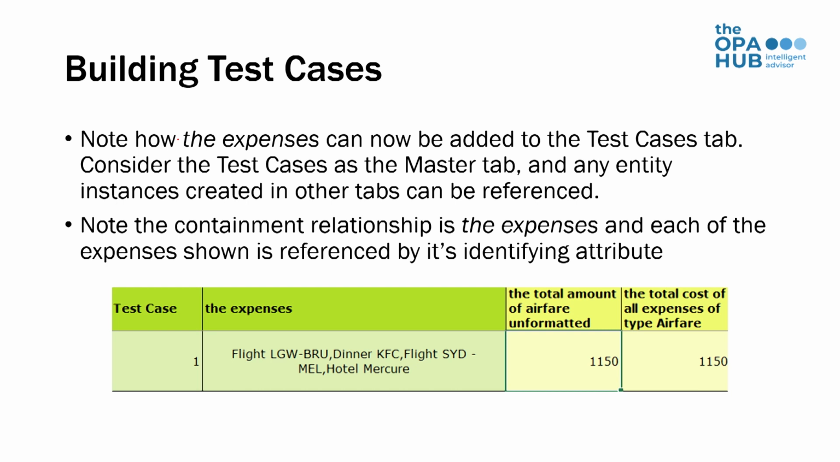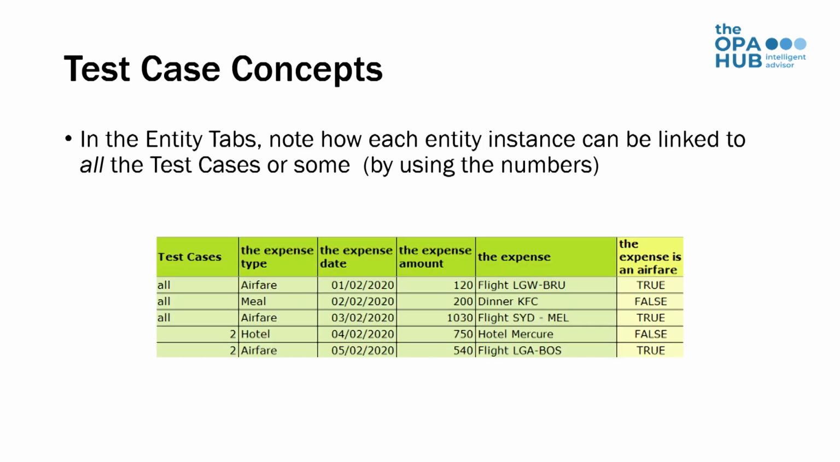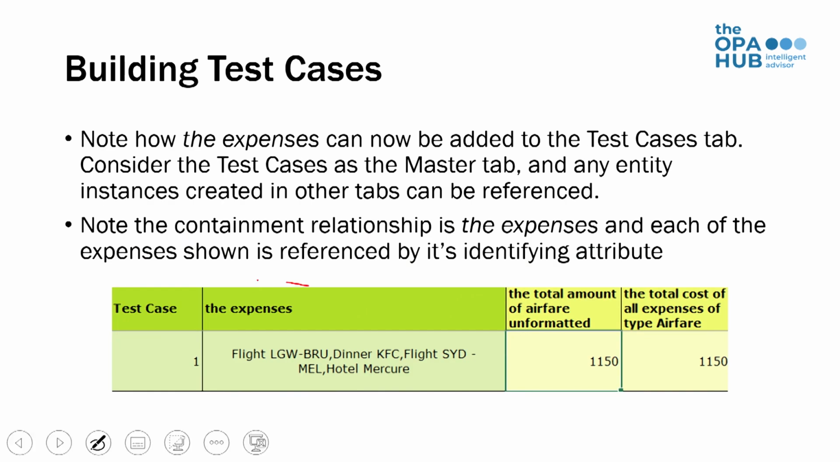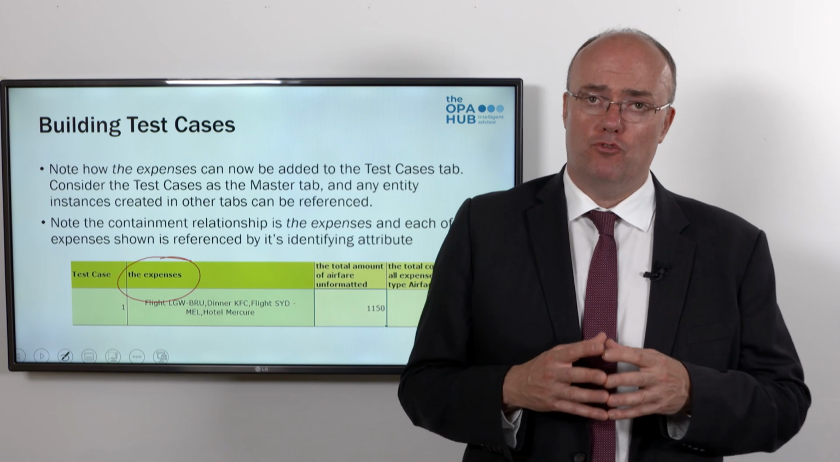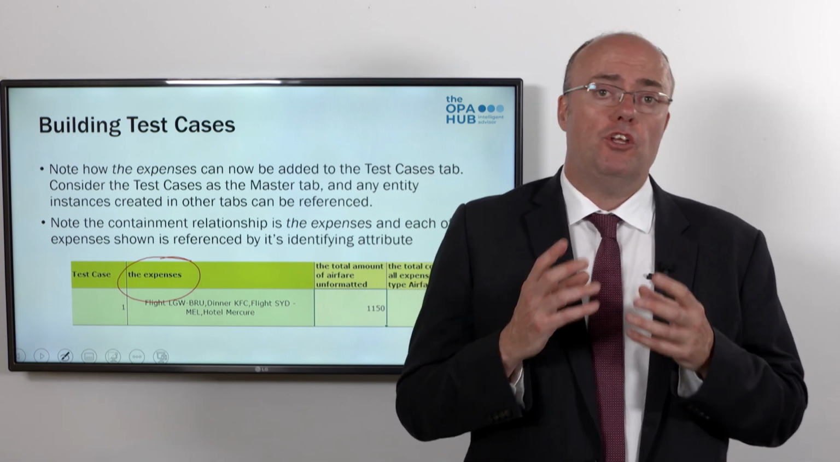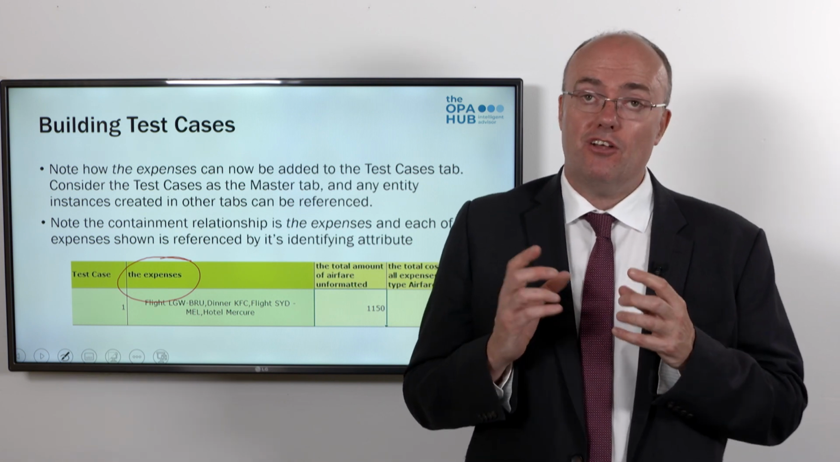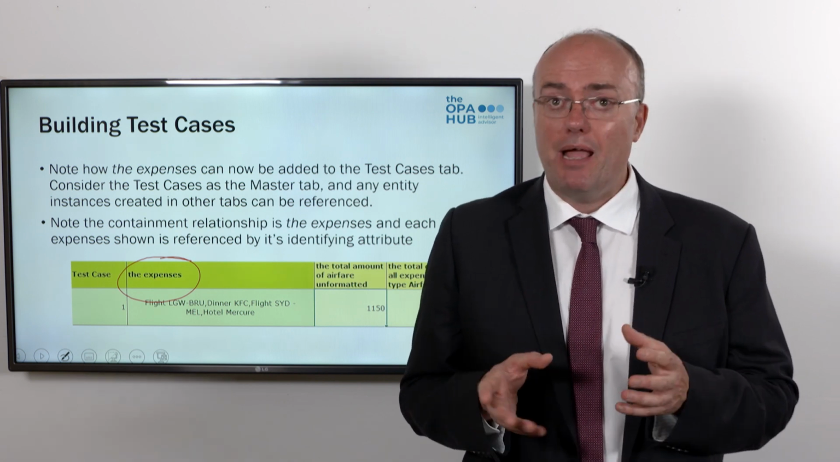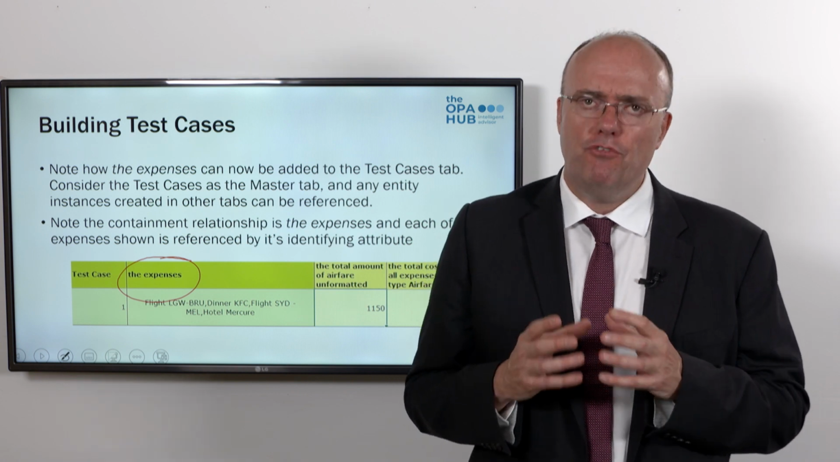Notice how you can see here, I'll come back a slide, the expenses, not the expense, but the expenses. You will recall that when you build an entity such as the expense, a containment relationship is created, which you can name, for example, the expenses. So what you're doing here is you're actually not just saying that test case 1 has an expense, but test case 1 has several expenses.